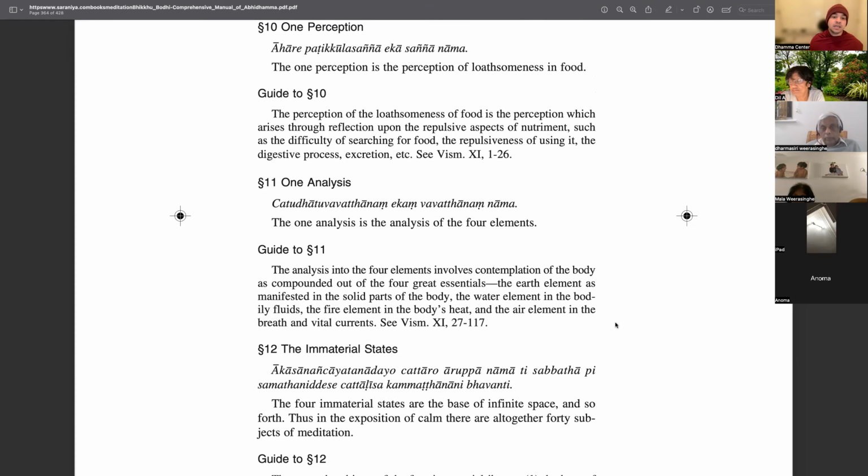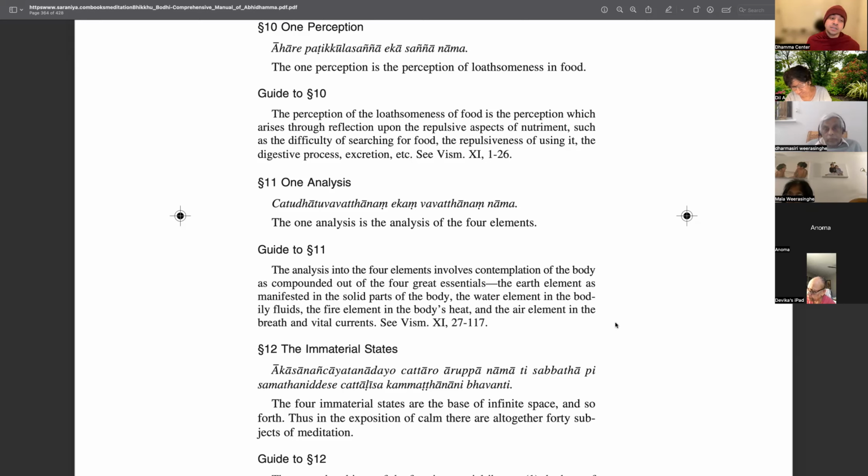Okay. Then we have the chatu dhatu vavatthana. The analysis into the four elements involves contemplation of the body as compounded out of the four great essentials. The earth element as manifested in solid parts of the body, the water element in bodily fluids, the fire element in the body's heat, and the air element in the breath and vital currents. The 32 meditations are divided into the four categories of the elements.